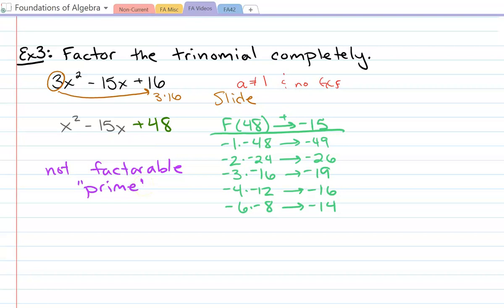Every now and then you'll get a prime trinomial. In such a case, you would either say that it's prime, or the factored version of it would be 3x squared minus 15x plus 16. There's nothing we can do with it. So how it started is as good as it's going to get.